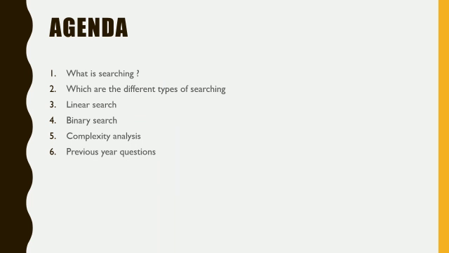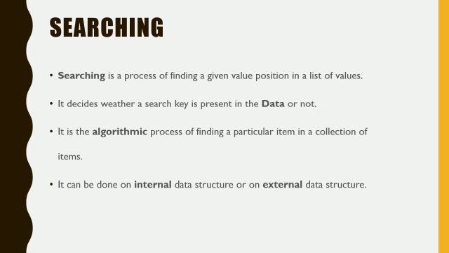In this tutorial we will see what is searching, which are the different types of searching, linear search, binary search, complexity analysis and some previous year questions that are asked in the examination. Now firstly we will see what is searching. Searching is a process of finding a given value or item in the list of values and on which position it occurred in the list.